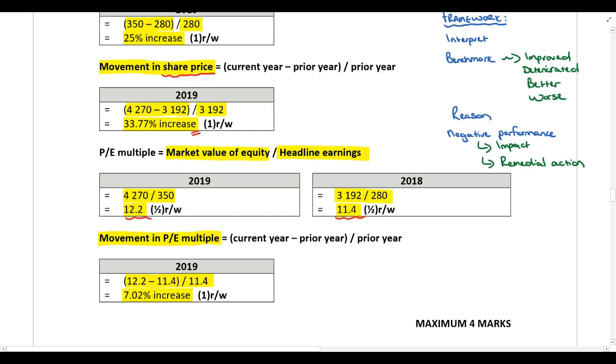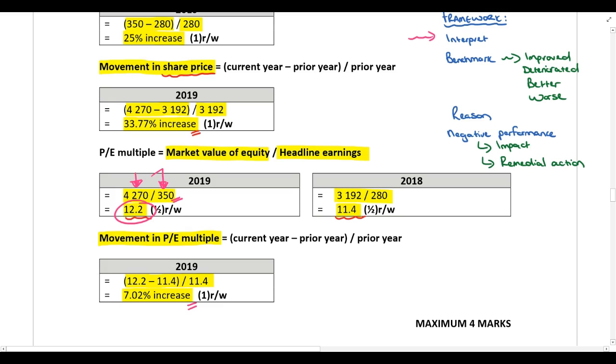Then for the price earnings multiple, once again, you can see we do have an improvement. If we look at the movement from the prior year to the current year, the price earnings multiple has increased. How do I know that that increase is an improvement? First, let's interpret this ratio. What does the price earnings multiple tell us? This tells us that investors are willing to pay 12.2 times more than the most recent earnings when purchasing shares in Excel. Because look, the share price is obviously what the investors are prepared to pay relative to the earnings in the company.